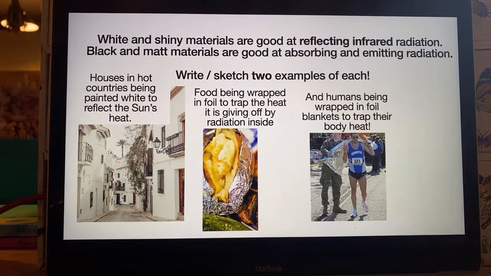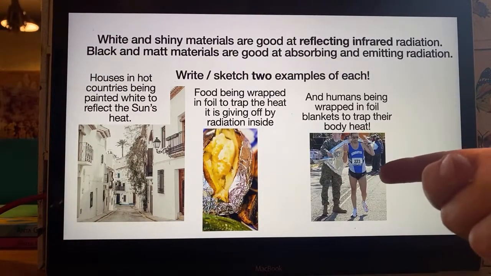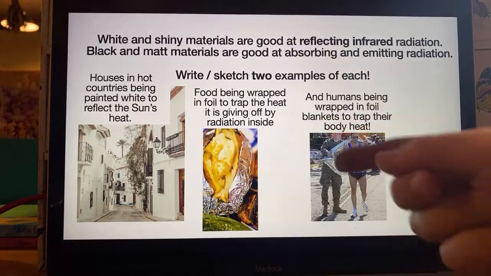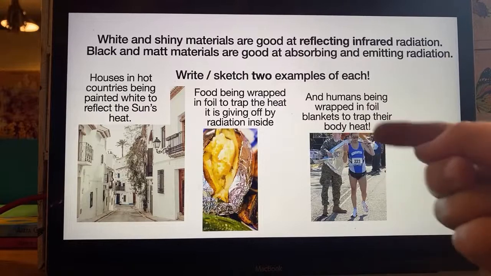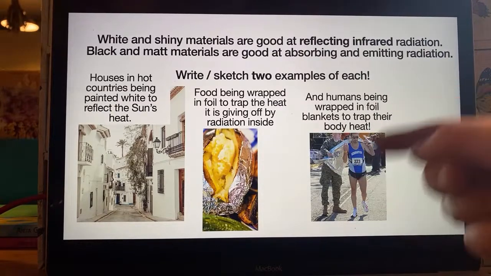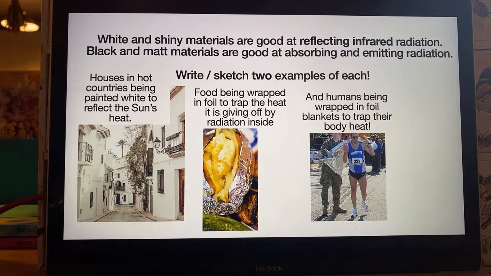And if you've ever seen anyone who's run a marathon being wrapped in a foil blanket, that's why. They're basically being treated like a human baked potato, yes. The silver foil traps their body heat, reflects heat that is being emitted from them as radiation back towards their body, so keeps them warm, yeah?